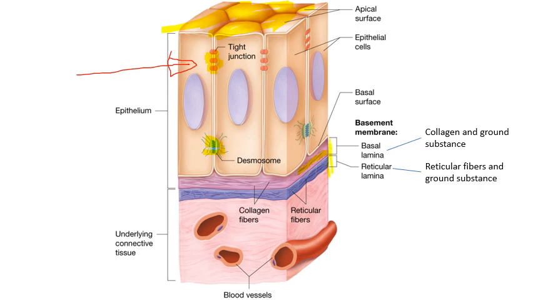This top layer is made by the epithelial tissue itself, and the layer underneath that is made by the connective tissue. As you notice, you have no blood vessels in your epithelial tissue. All of your blood vessels are in the connective tissue that is underneath.